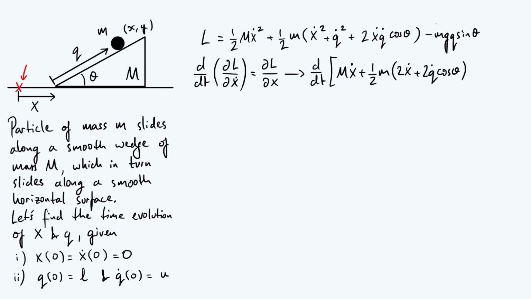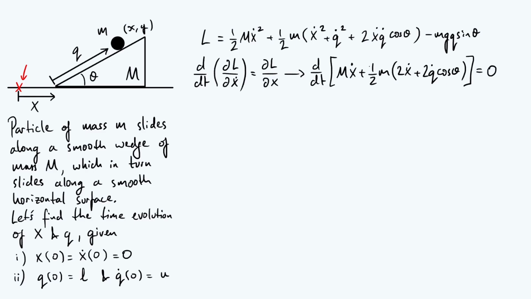And the potential energy bit doesn't depend on x dot at all, so that doesn't contribute anything, so I just close my brackets there. The right-hand side of this Euler-Lagrange equation is dL by dx, but there is no explicit x dependence at all in the Lagrangian, and so that partial derivative is just 0.